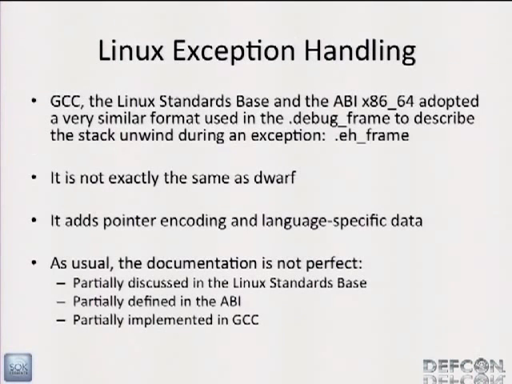The Linux exception handler is defined by three different documents. We have GCC itself, the implementation. We have the Linux Standard Base, which defines how this implementation is supposed to be, and the ABI itself. It's not exactly the same as DWARF because they added some pointer encoding and some language-specific data, which is the GCC except table header. As usual, the documentation is not really perfect. The biggest problem is that we have one implementation and two different standards, based on a third-party standard. When you look into the three of them together, you start finding some interesting things, such as the caches that we exploit to leverage code execution using bytecodes.